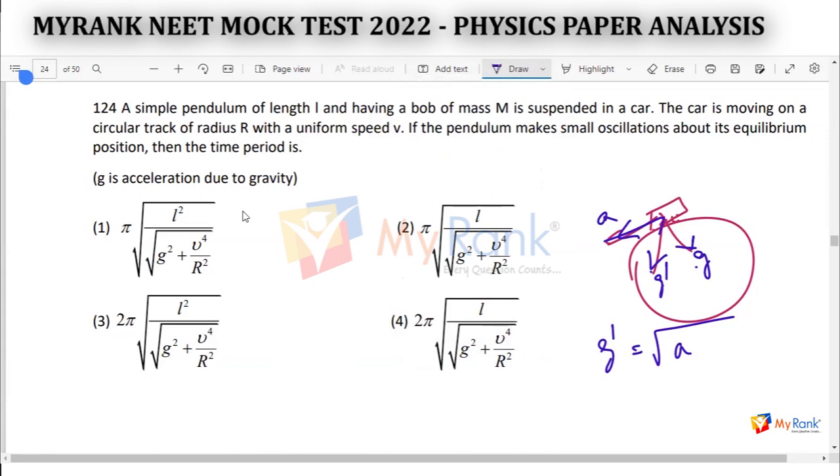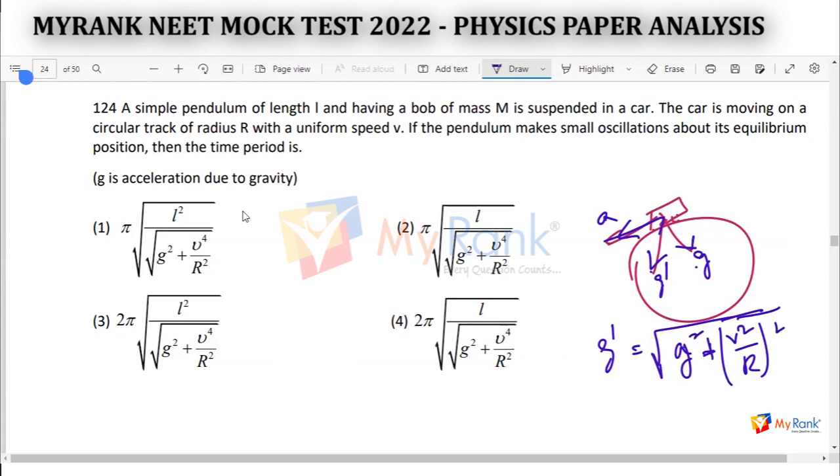What I can say is, suppose in this direction there is g, right, plus in this direction acceleration a. a is nothing but what, students? v square by r. a is nothing but v square by r. It is to be squared, right? So like this.